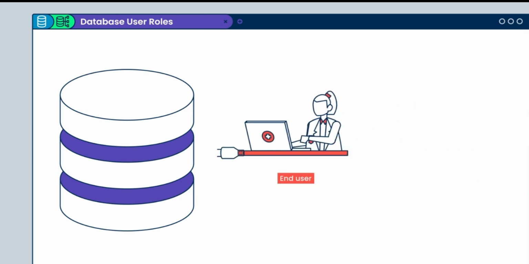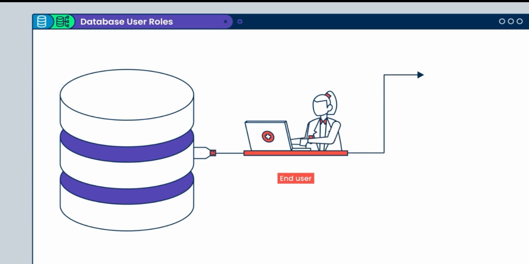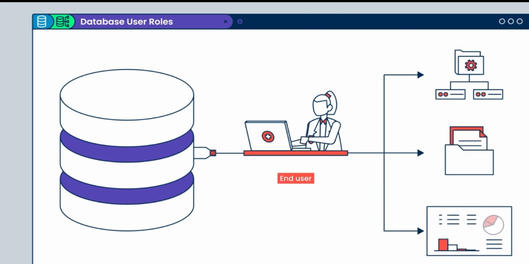Lastly, we have the end users. Multiple roles fall into this category, such as data engineers, analysts, and scientists. They use the database to perform a range of different tasks, including managing the data, generating reports, and making predictions to drive decision-making.